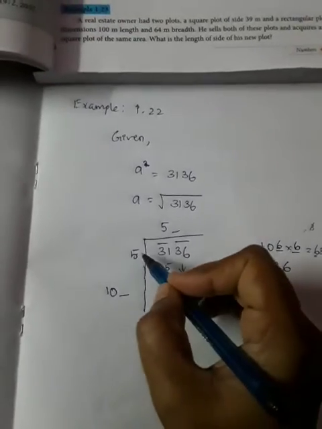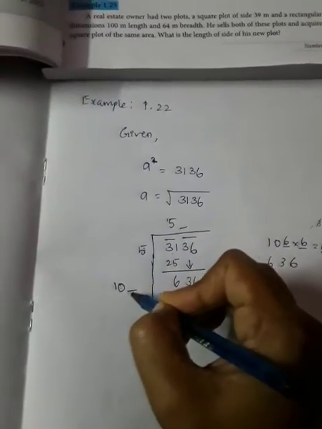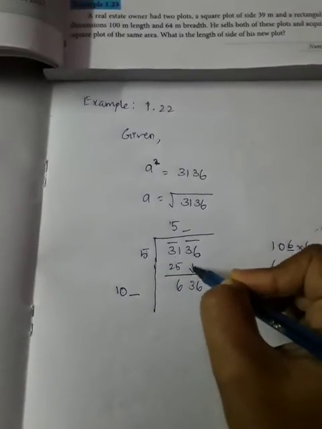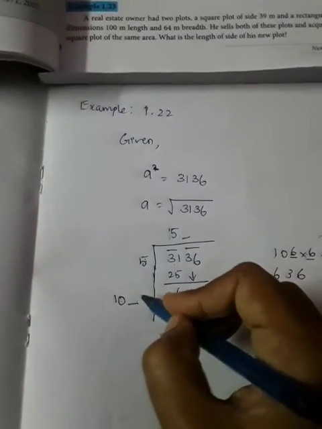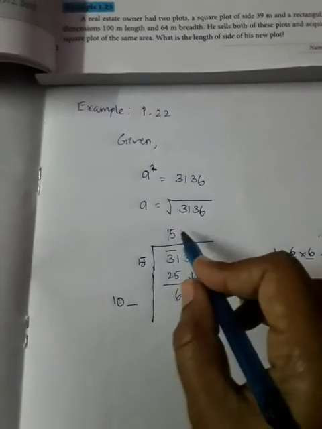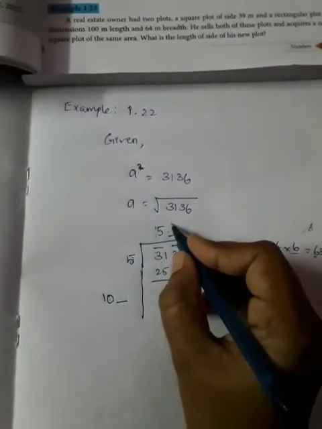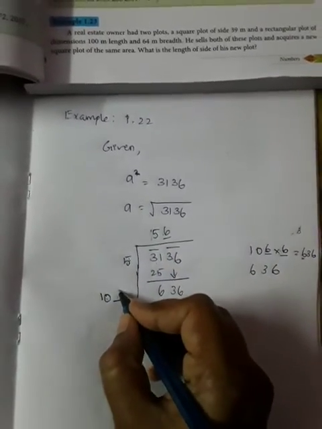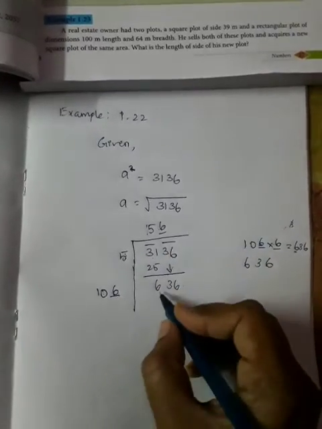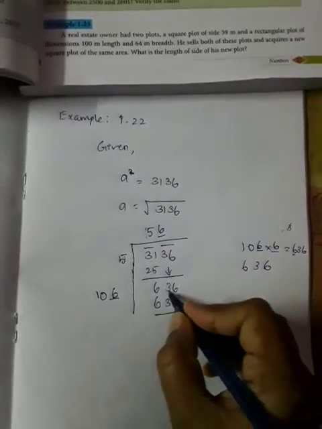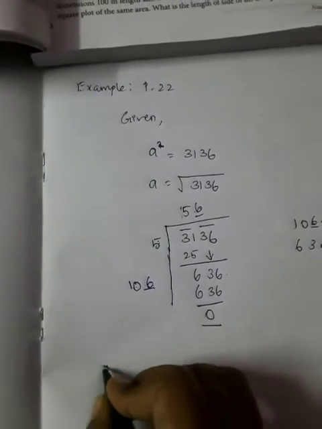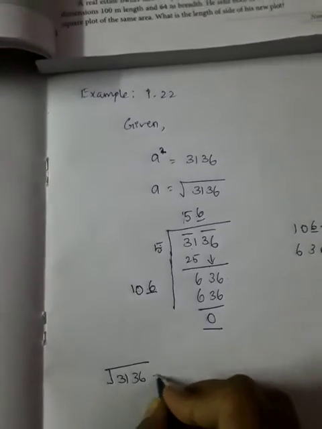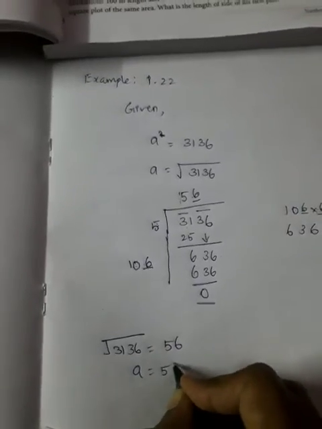So what is the second step? First add 5 plus 5 is equal to 10. Put a dash because of the next group. We are taking the next group, no? So put one more dash in the quotient as well as on this side. Then whatever numbers you are writing here, the same number you want to write here also. So we got the answer as 6. So 6 into 106 is equal to 636. So 636 minus 636 is equal to 0. So the square root of 3136 is equal to 56. The quotient is the answer. So A is equal to 56.